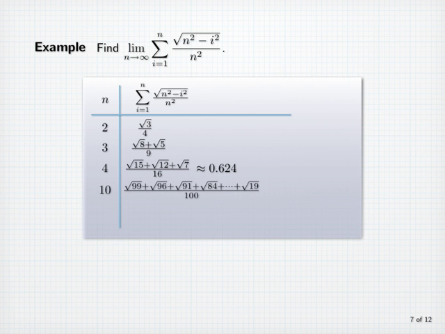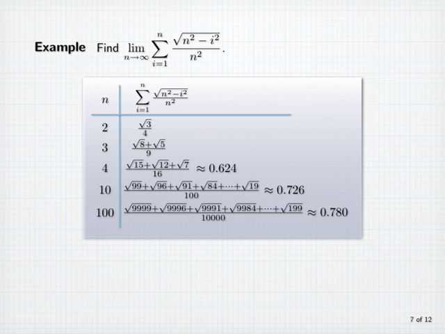Here's that sum. This number turns out to be about 0.726. Jumping forward to n equal to 100, we have this sum, whose value turns out to be about 0.780. So it appears that as n gets larger, these sums are approaching some number near 0.8.